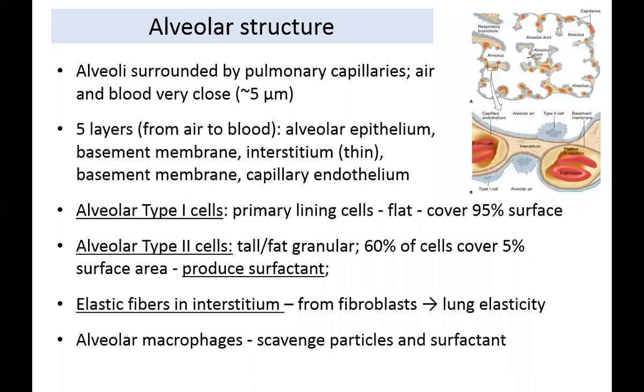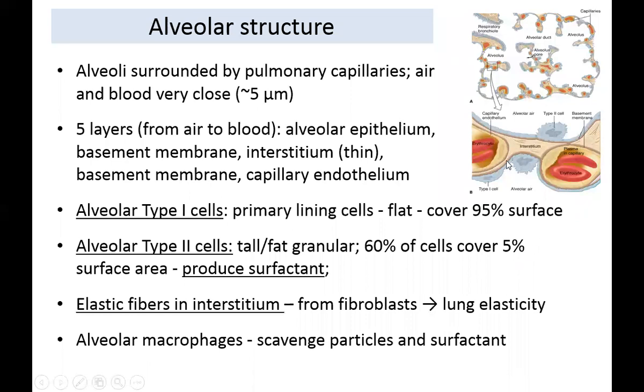The other type of cells are the type 2 cells. So these only cover the remaining 5% of the surface, but it's about 60% of the cells. So a lot more alveolar type 2 cells. These are the ones that produce surfactant. So the lining cells are flat and thin, most of the surface area. The alveolar type 2 cells, producing the surfactant, are not flat and thin, they're fat and granular.